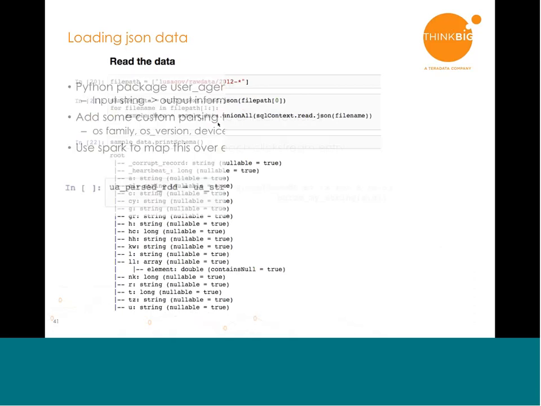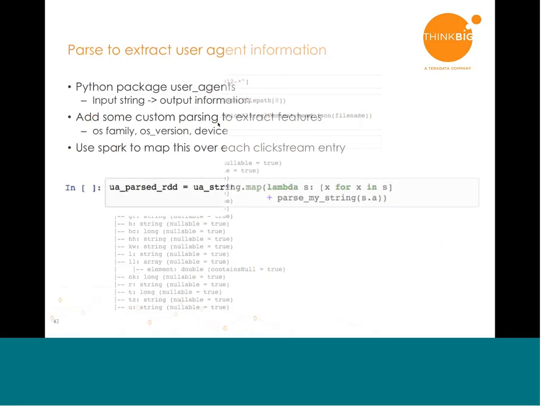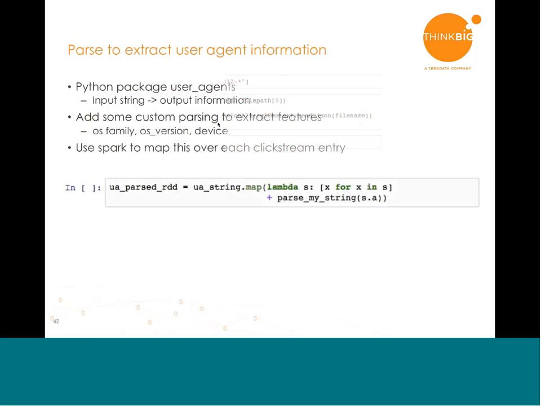We then take this data and we have to parse it to get the user agent information out. In this case, we had to do a little bit of custom parsing after we called user agents to pull out the fields that we were interested in: the operating system family, operating system version, a device, and so on. And then we use Spark to map this function over each Clickstream entry, as I've shown already. We grab the data frame, we map this function over the data frame, and it gives us a parsed RDD in return.